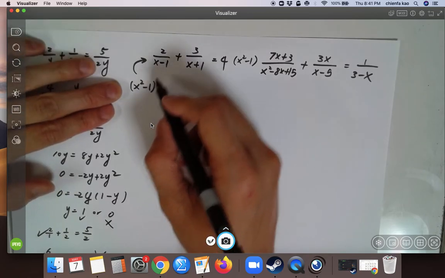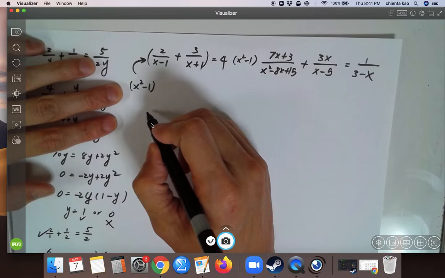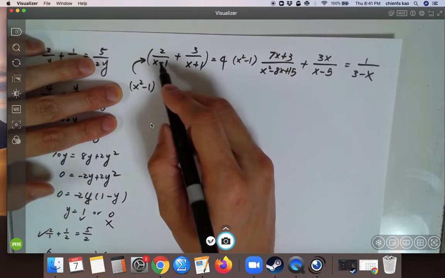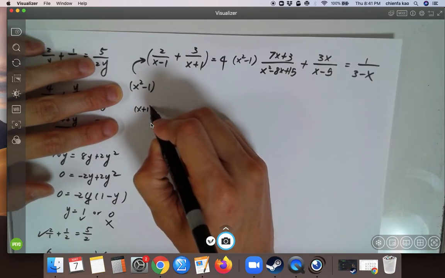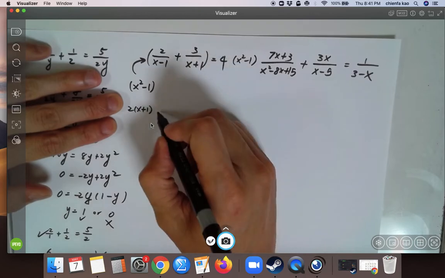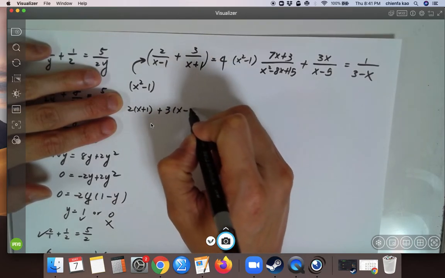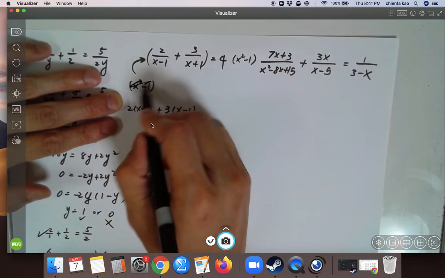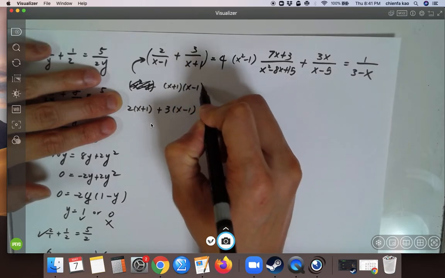Okay, so let's start simplifying. So obviously we have to distribute. It's this times this. So this cancels it out. So I have x plus 1 times 2. And then over here for this one, I have 3 times x minus 1. Hopefully you guys can see this. If not, I'll write this one again. So x plus 1, x minus 1.